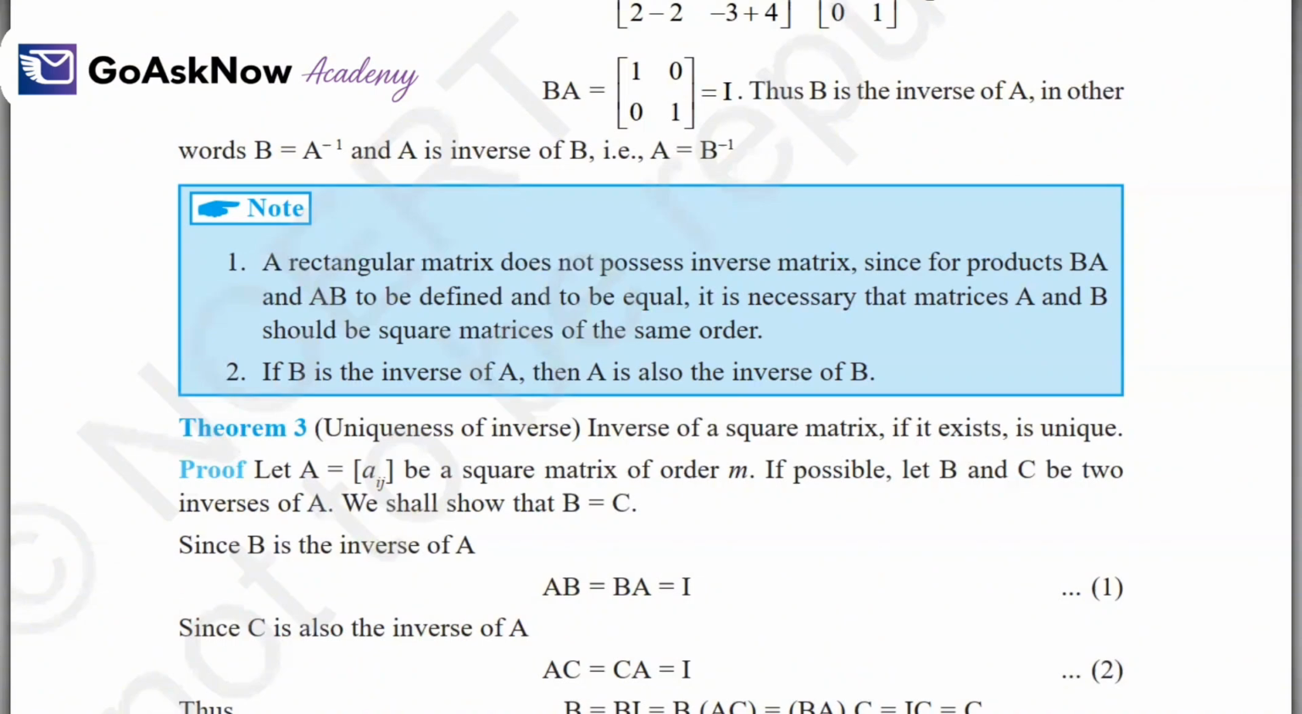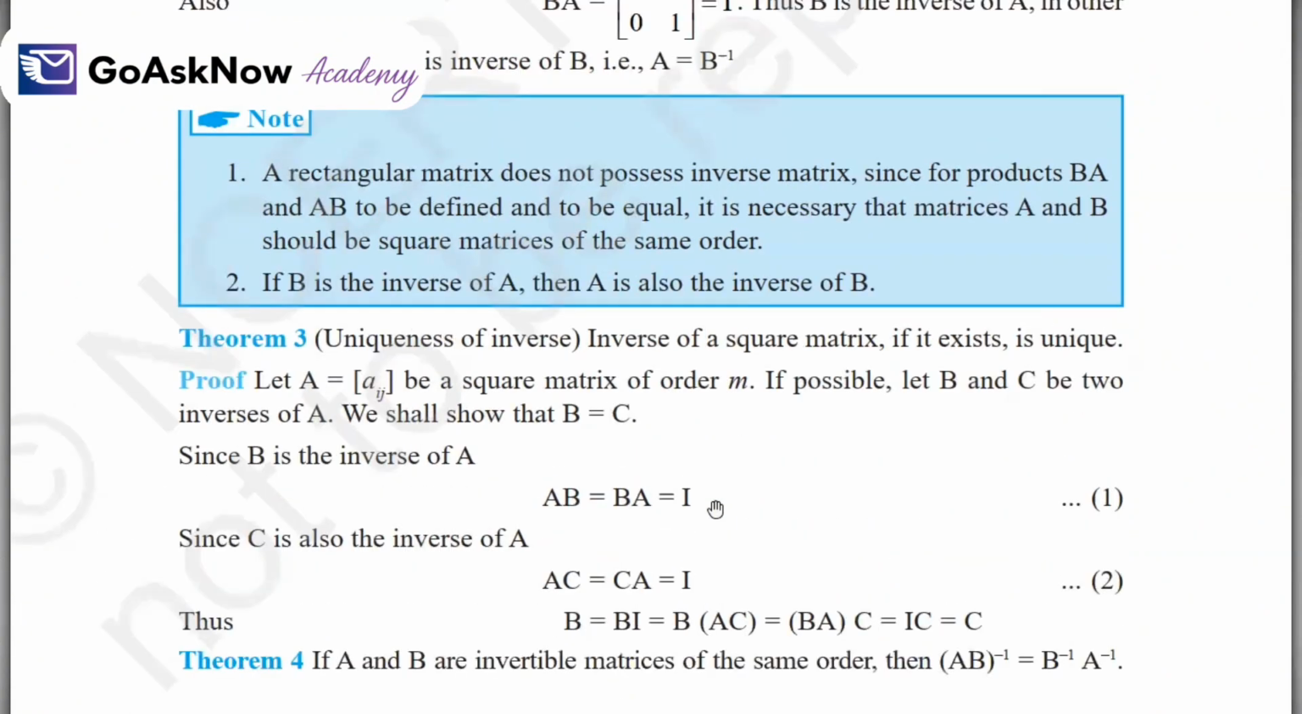Let A equal Aij be a square matrix of order m. So here A is any matrix that is written as Aij. If possible, let B and C be two inverses of A. So we will assume that B and C are two inverses of A. Then AB equals BA, which equals I. Since C is also an inverse of A, AC equals CA, which equals I only.